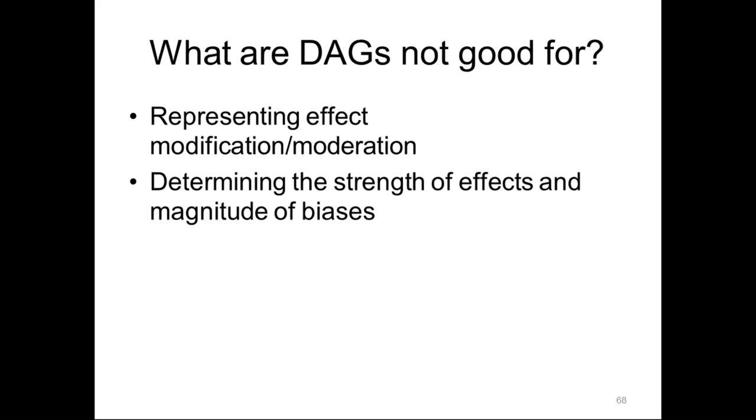So what are they not good for, right? At least a formal DAG is not particularly helpful for representing effect modification or moderation. You can start drawing arrows into arrows, but those are not DAGs, because DAGs have to go into nodes. And they're not really helpful for determining the strength of effects and the magnitude of bias, right? So that is not represented there.